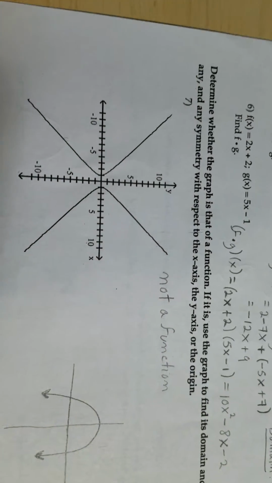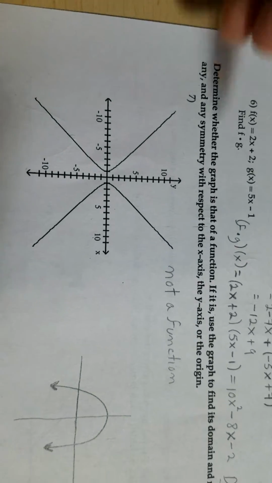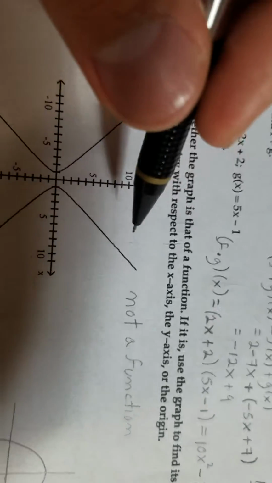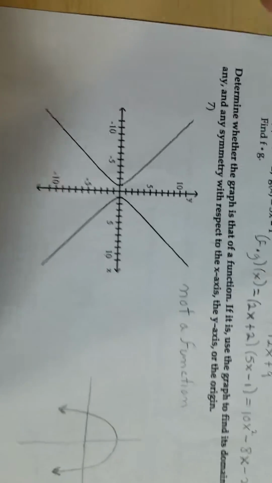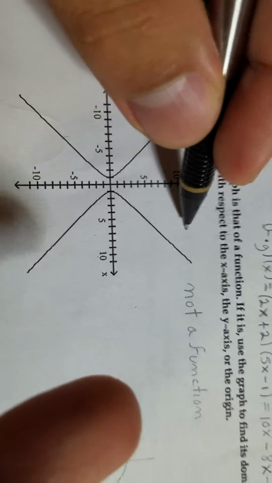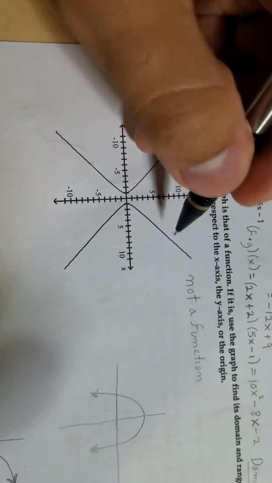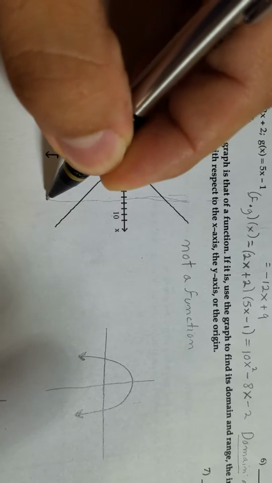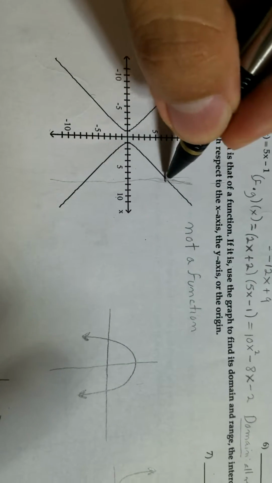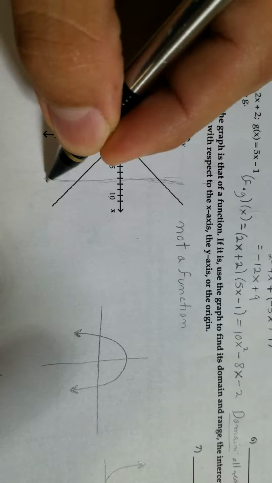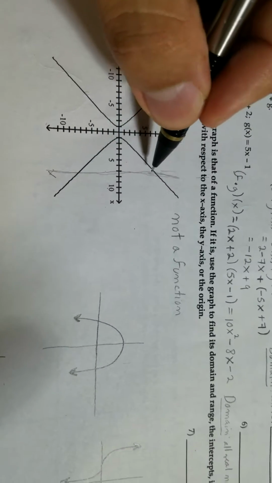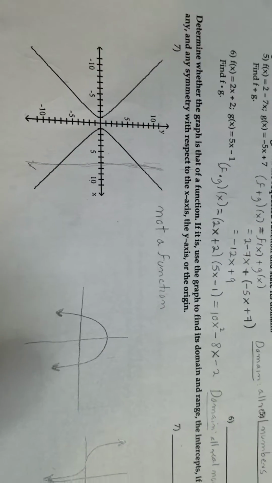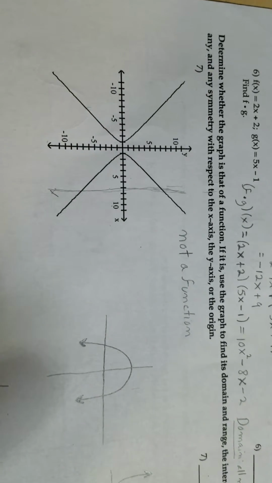For number 7, you can tell right away this is not a function. Again, if you want to know if a graph belongs to a function, all you have to do is draw a horizontal line, like this. You have to keep it as straight as possible. It's kind of hard. So you draw your line. If that line touches more than one point, then it's not a function. That's all you need to know.